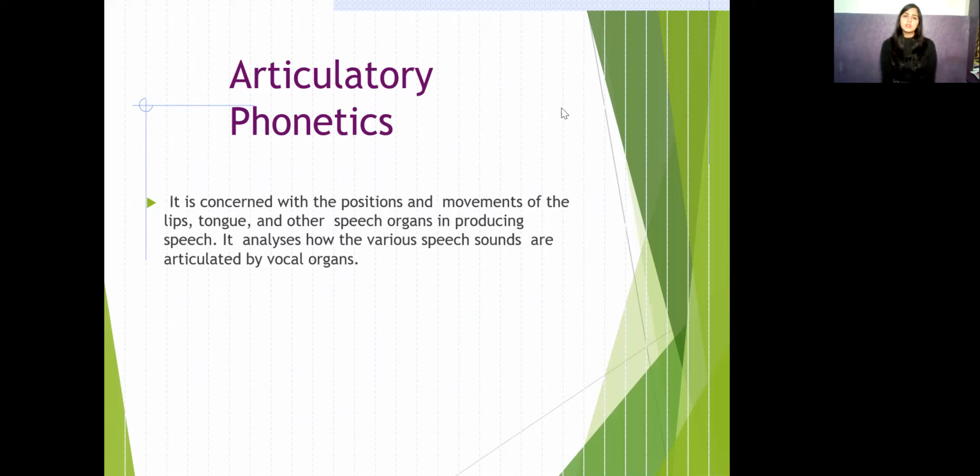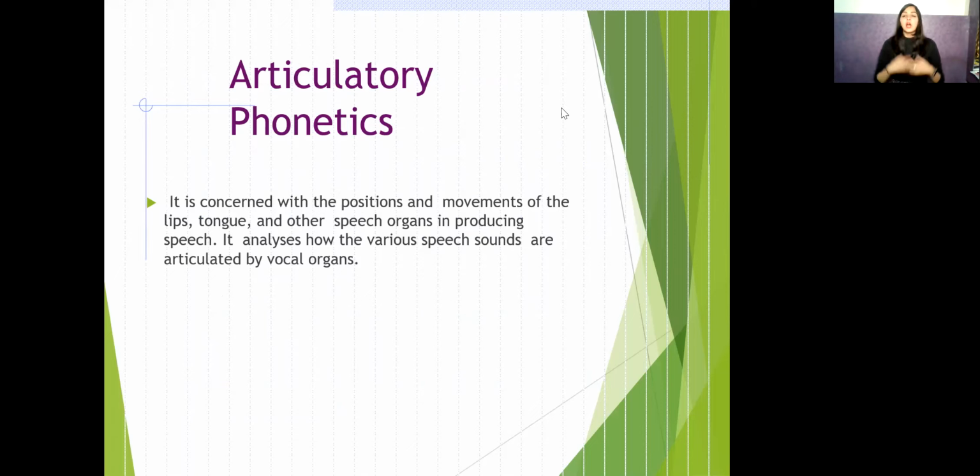Articulatory phonetics. It is concerned with the position and movement of the lips, the tongue, and the other speech organs in producing speech. It analyzes how various speech sounds are articulated by vocal organs.